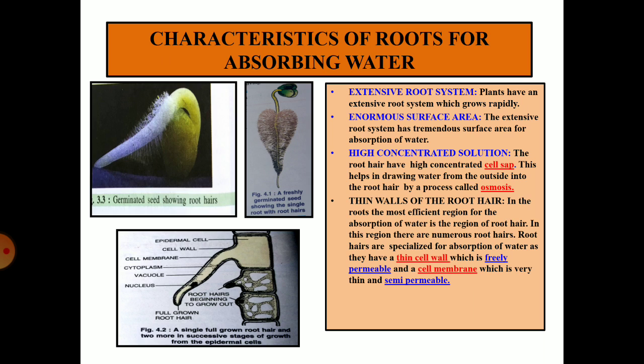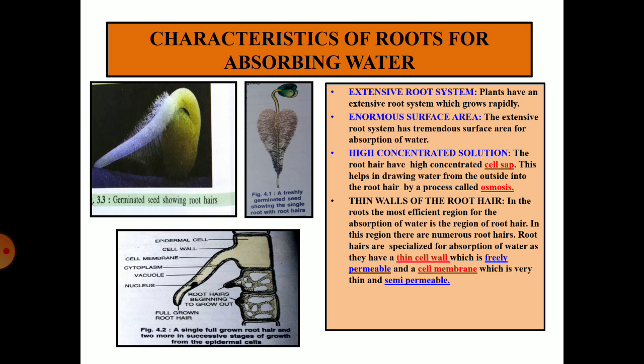Next is high concentrated solution. The root hair have a high concentrated cell sap. This helps in drawing water from the outside into the root hair by a process called osmosis. The thin walls of the root hair are the most efficient region for absorption of water. This is the region of root hair. In this region, there are numerous root hair. Root hair are specialized for absorption of water as they have a thin cell wall.